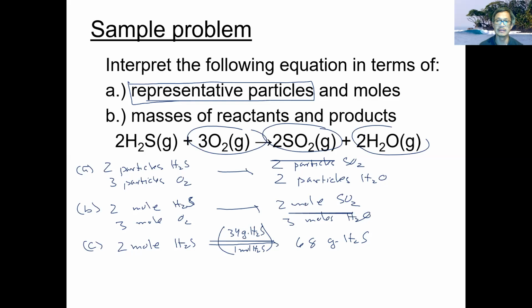I'm going to ask you to go ahead and calculate the masses of the remaining, so for oxygen and the 2 products. But I'll go ahead and give you the numbers. We'll end up with 96 grams of oxygen. We will end up then with 128 grams of sulfur dioxide, and I have here 36 grams of water. And if you notice again, if you add up these masses here, they should be the same. So roughly 164 grams on the left, on the reactant side, 164 grams on the product side.